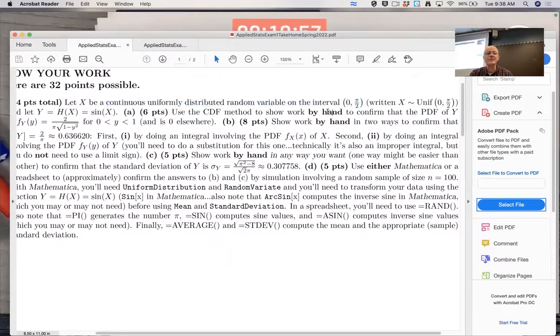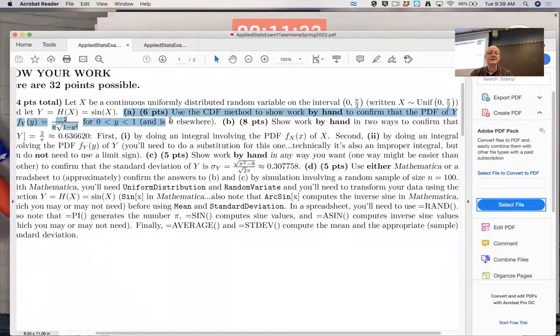So X is a continuous uniformly distributed random variable on the interval from 0 to pi over 2. And we've got a transformation. Y equals h of x equals sine of x. So y is going to be a new random variable whose values that it can take on are the sines of the values that x can take on. So if x goes from 0 to pi over 2, you plug numbers like that into the sine function, you're going to get numbers out between 0 and 1.